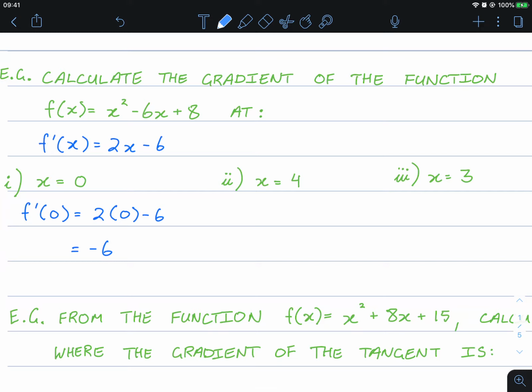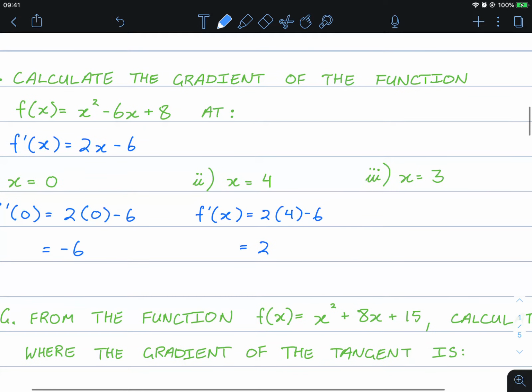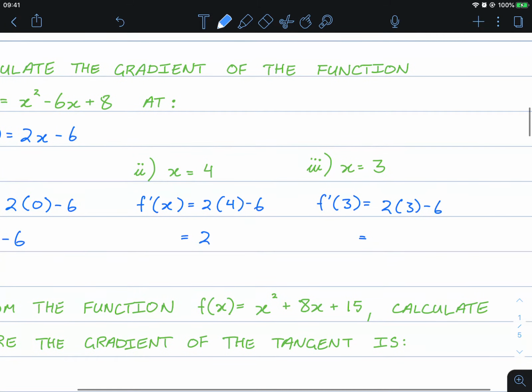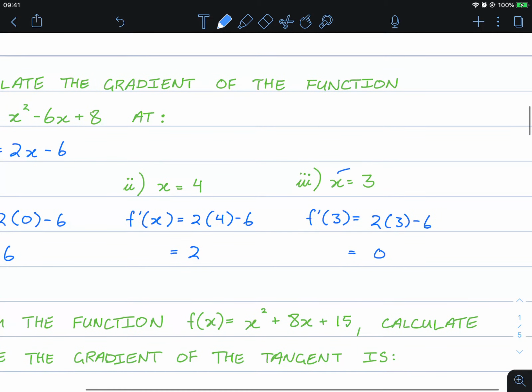Same goes for this one. If we want the gradient at this point, f prime of 4 equals 2 times 4 minus 6. That's 8 minus 6. The gradient of the tangent at this point is 2. One more example. f prime of 3 is equal to 2 times 3 minus 6. Well, that's 6 take away 6. That's 0. So at x equals 3, there's actually a stationary point.